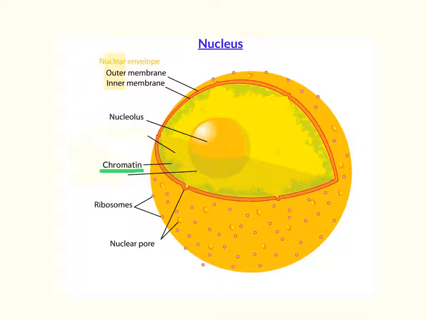Also in the nucleus, you will find round gelatinous structures called nucleoli. There can be one or more in a nucleus, and it's in this area where the subunits of ribosomes are made. The nucleus is surrounded by a double membrane, and the two membranes are connected to each other.